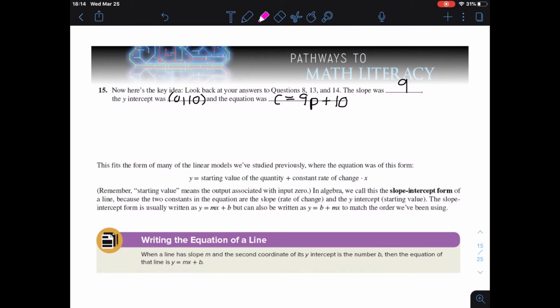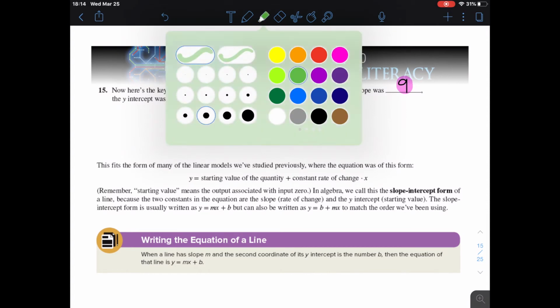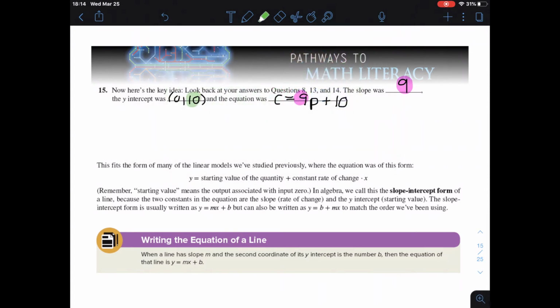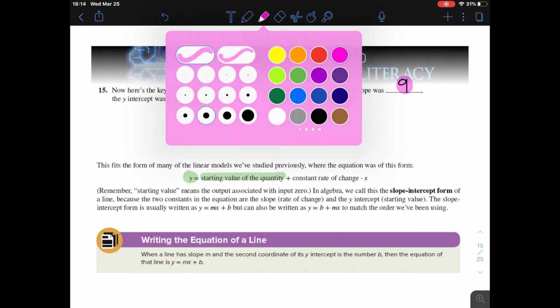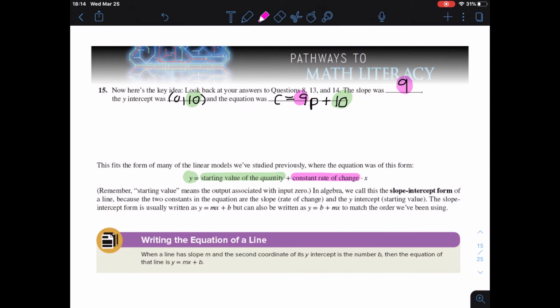So this form is a very particular form. The slope is what goes attached to the variable. And this value at the y-intercept is that fixed initial starting value. So what we've had before is our output is the starting quantity plus this constant rate of change times the input variable. This is also called the slope-intercept form.